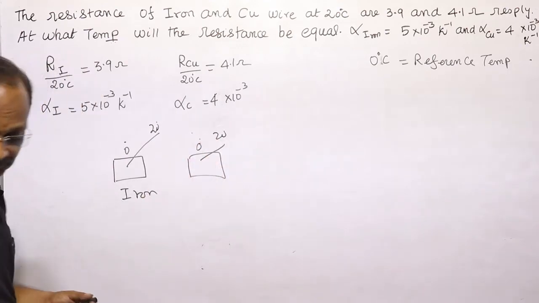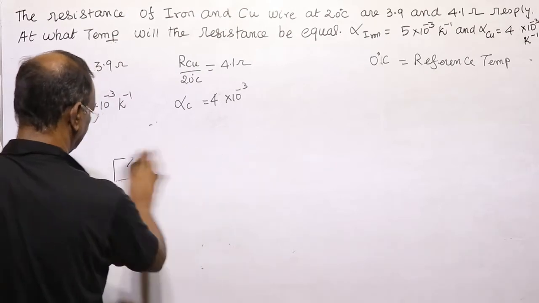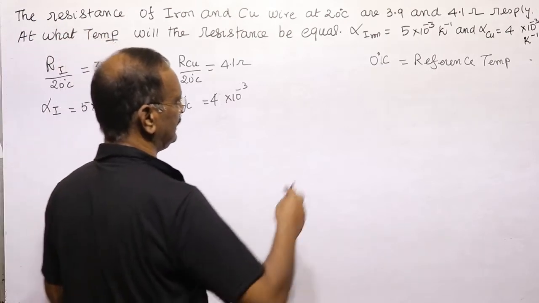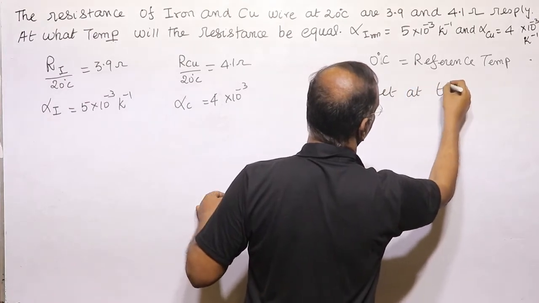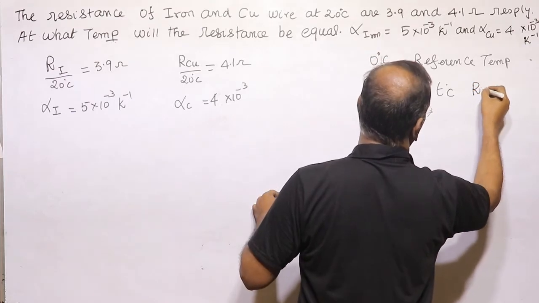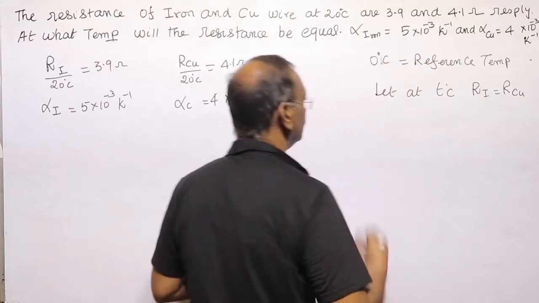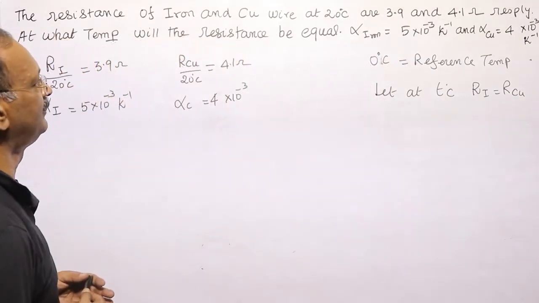Now the problem is: at what temperature will the resistance be equal? So now let at T degree centigrade, resistance of iron be equal to resistance of copper. We have to find out at what temperature both the resistances are equal.